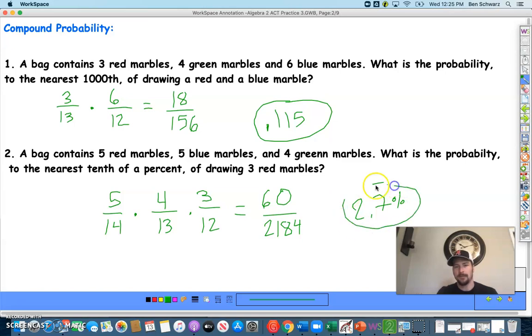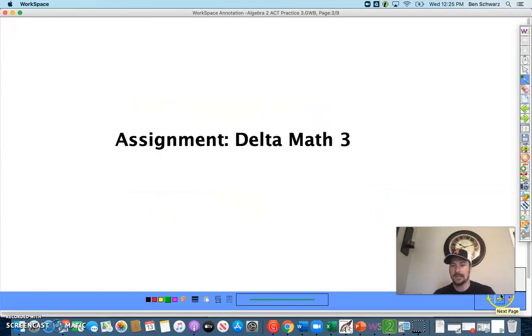Again, it's not all the probability questions you'll see, but it gives you an idea of how probability works. You've got to get 6 questions right on this assignment total, although you do lose one if you get one wrong, you know the deal. So, another Delta Math. I'm going to do ACT Practice 3, is what it'll say on there. So, there's your probability lesson, and go get at that assignment.